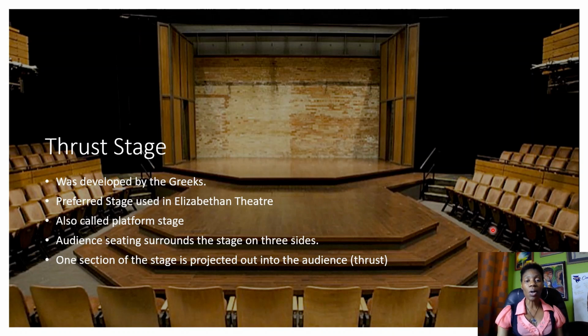And this is also called a platform stage. It's called a platform stage because of how it is jutted out or projected out into the audience. And that is why it's called a thrust stage, because of this one section that is projected out into the audience. If you again look at the image, you realize that this is the back area, and this is the part that is thrust out into the audience. Hence the concept of a thrust stage.